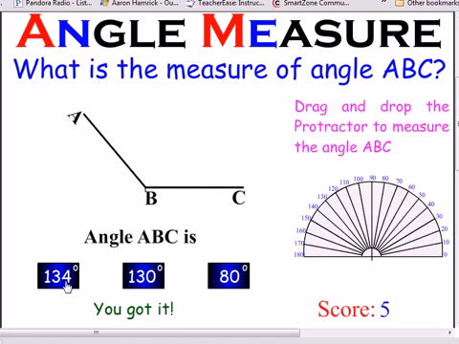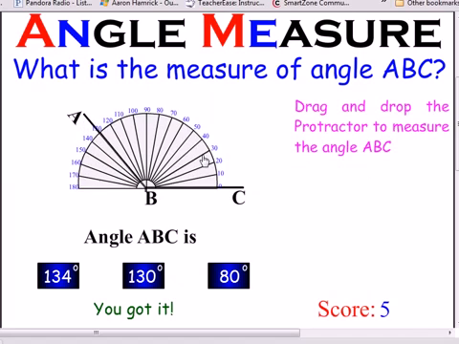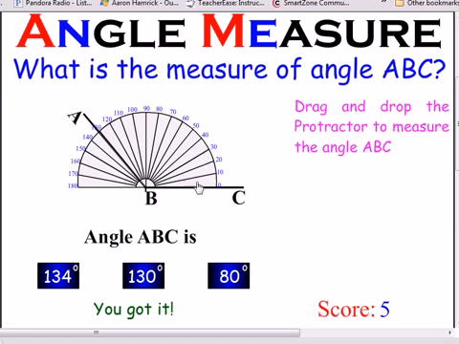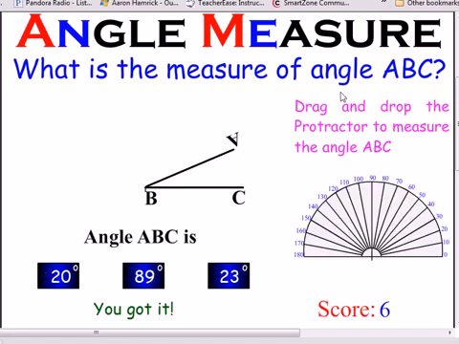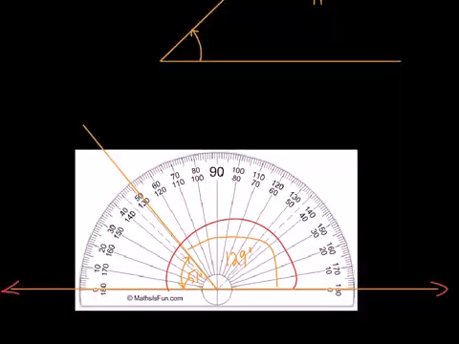It's definitely not 80. It's probably 134 or 130. Again, it's too close to just tell. So I'm going to use my protractor. And let's put it, let's see. It looks like about right there would be a good spot to put it. And yeah, it's definitely 130. It hits it right on. 134 would be about in here somewhere. So I hit 130 and we got it. You get the idea. Let's go back to this.